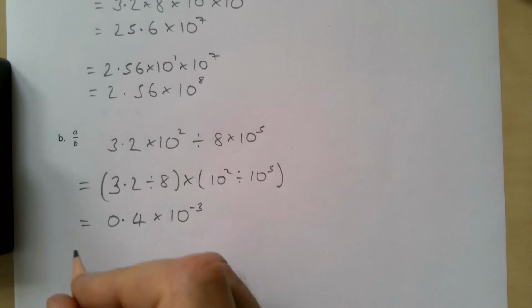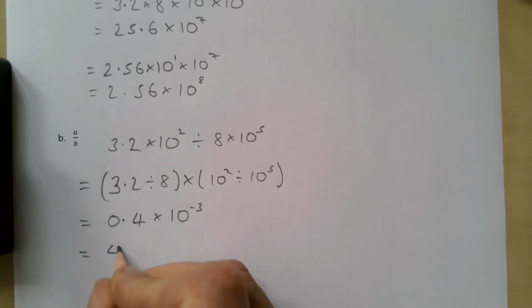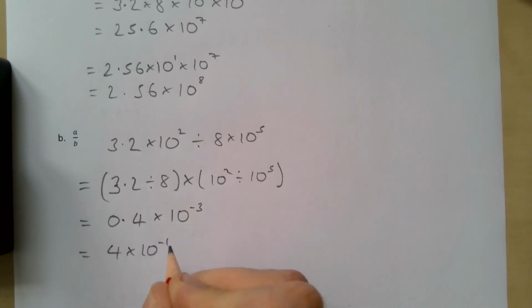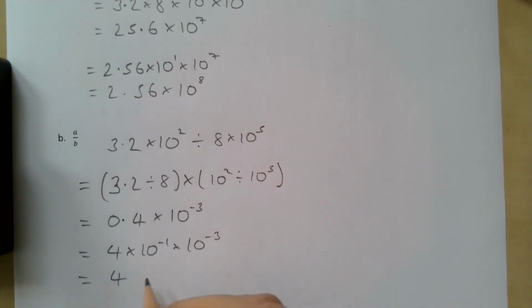Similar to the last one then, this number here isn't in standard form. So we've got to rewrite it: 4 times 10 to the minus 1. That's what this number is, times 10 to the power minus 3, and that gives me 4 times 10 to the power of minus 4.